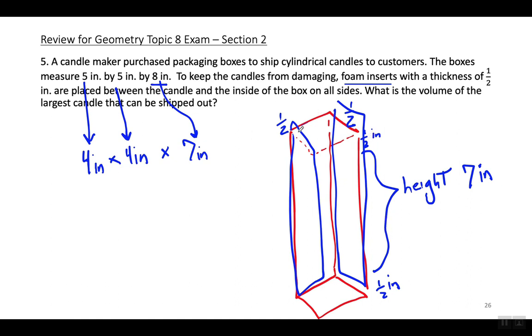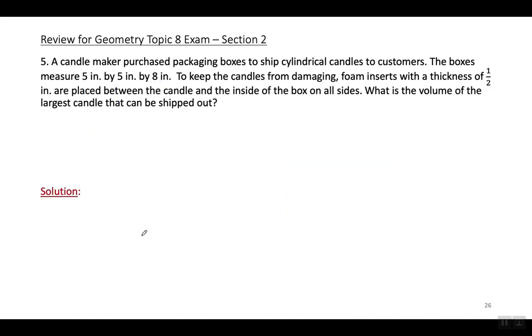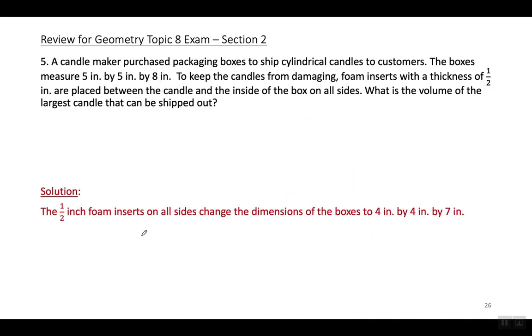Okay, but if you put those 1/2 inch foam inserts on the two sides and on the front and on the back, all right, on every single side of the box and on the top and on the bottom, since 1/2 plus 1/2 is 1 inch, it's going to reduce each of these dimensions by 1 inch. All right, that's the key to understanding this problem, which is what I wrote here.